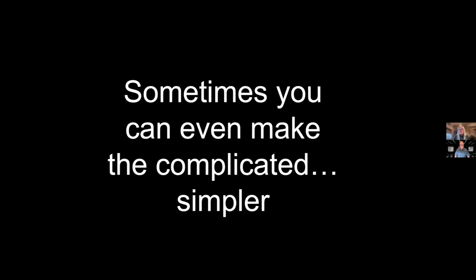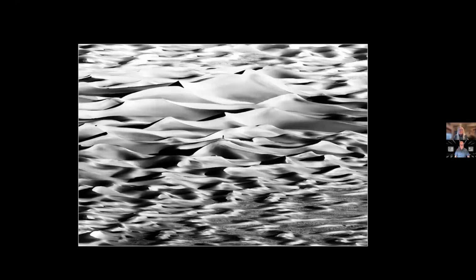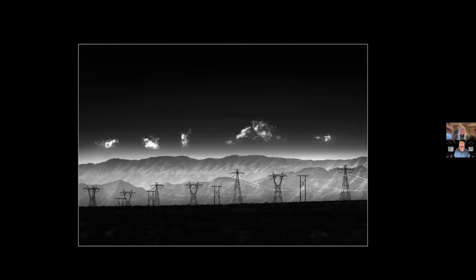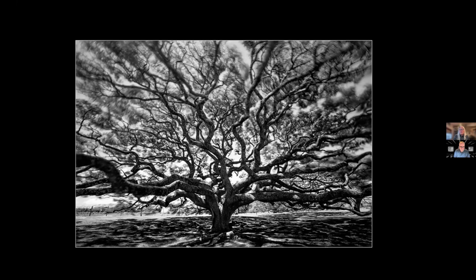And sometimes you can even use these techniques to make a complicated image even simpler. This has got a lot of detail in it, but in a sense, it's a very simple image. Same with this one, so much detail. And lastly, another complex image made simple through dodging and burning and underexposure. Another one from Hawaii. Very detailed, but very simple at the same time.